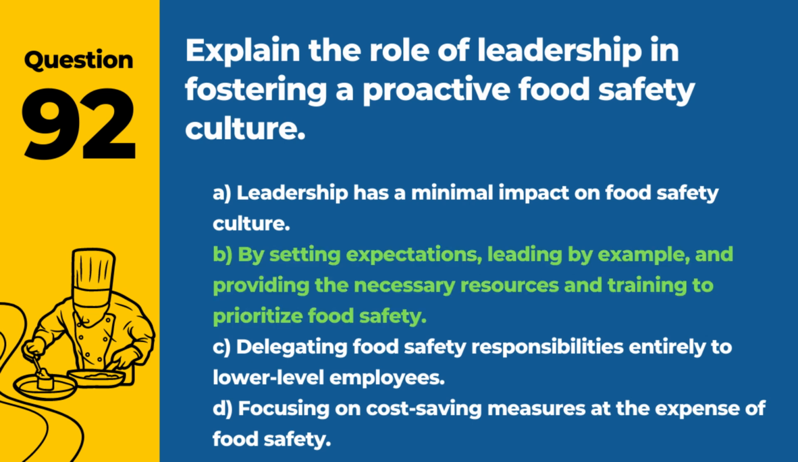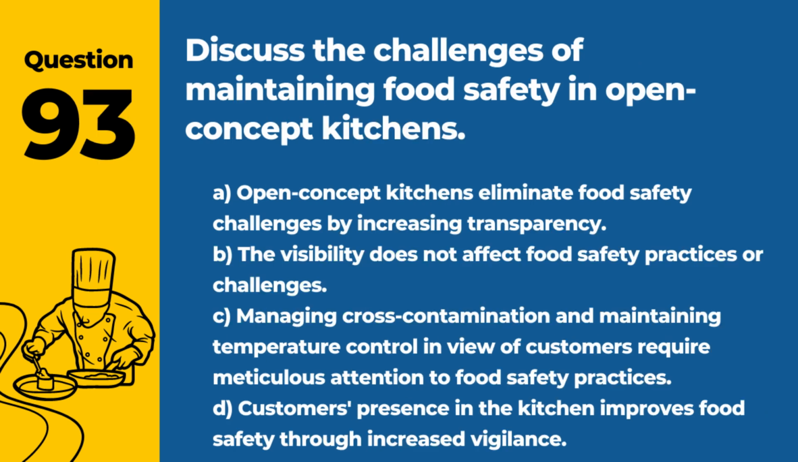Answer: B. By setting expectations, leading by example, and providing the necessary resources and training to prioritize food safety. Effective leadership is crucial in establishing a strong food safety culture, emphasizing the importance of food safety at all organizational levels. Question 93. Discuss the challenges of maintaining food safety in open concept kitchens.